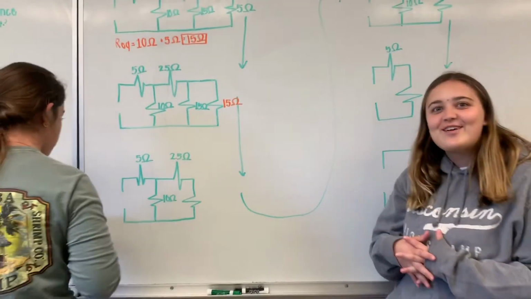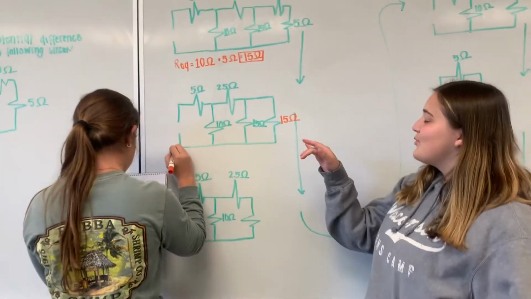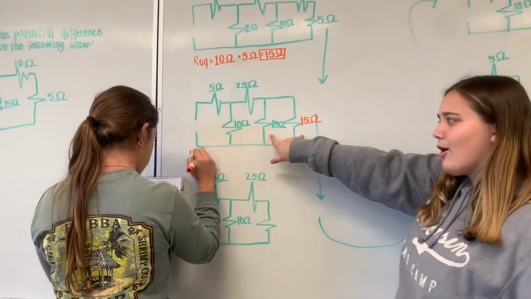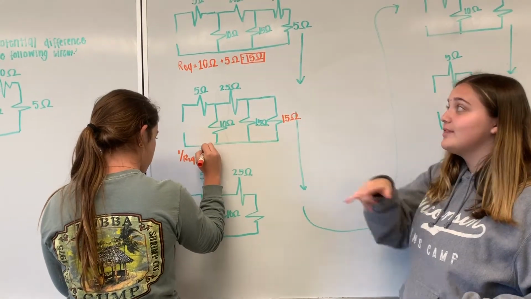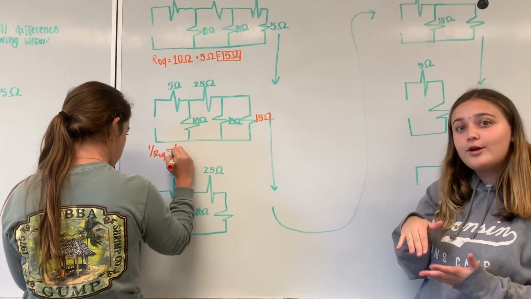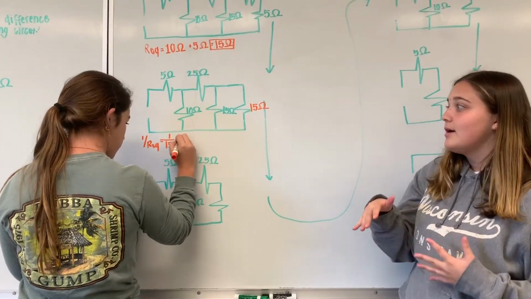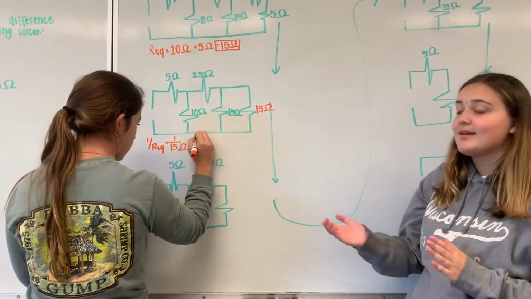All right, now that we have that figured out, we can see that our next two resistors are both in parallel. So for this one, we will have 1 over the equivalent resistance, and Kitty's solving that right now.